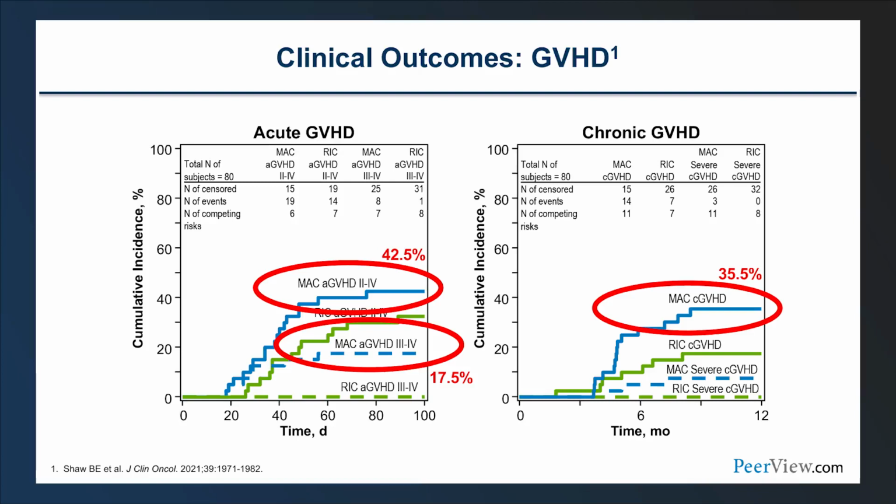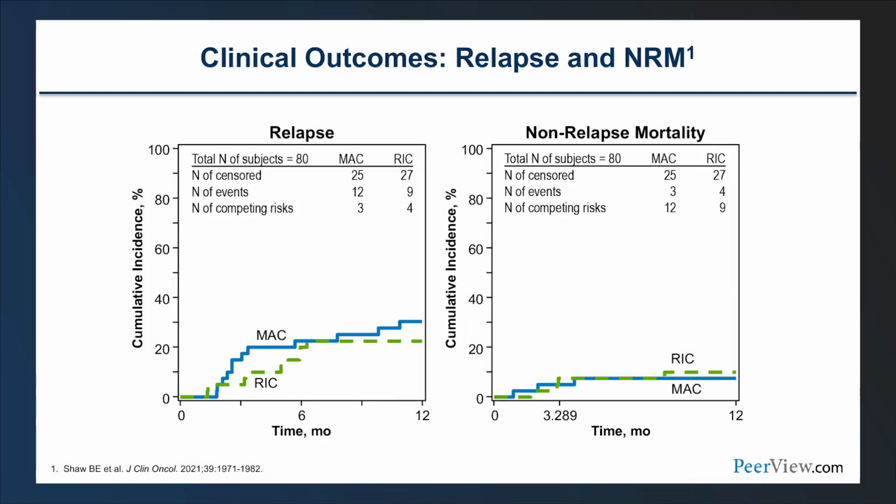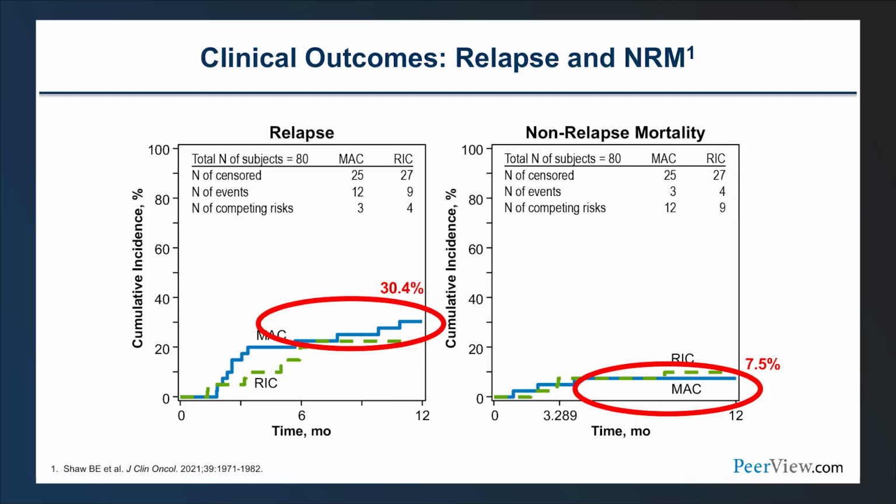was 35.5%. While the relapse was 30.4%, a little higher than one might hope, the non-relapse mortality, and this is what kills most patients that undergo 7 out of 8 transplant, was only 7.5%, a real triumph for these patients.